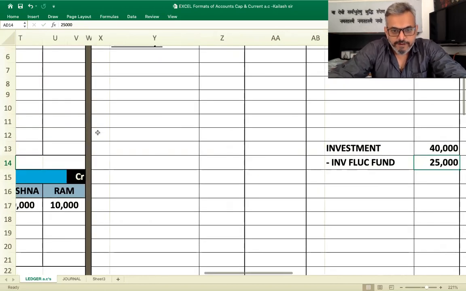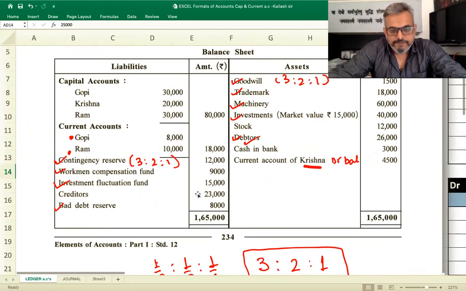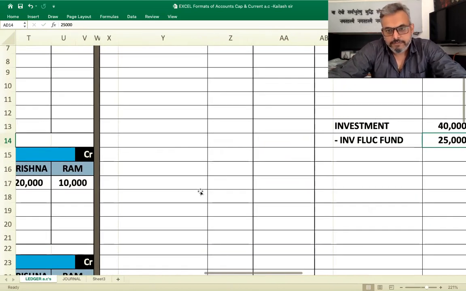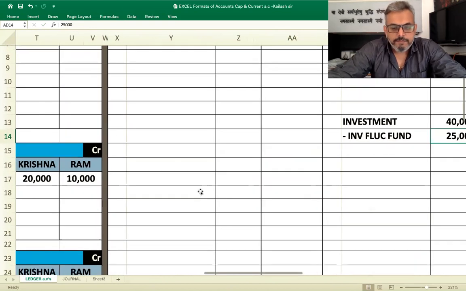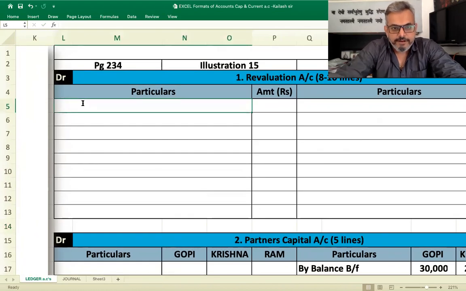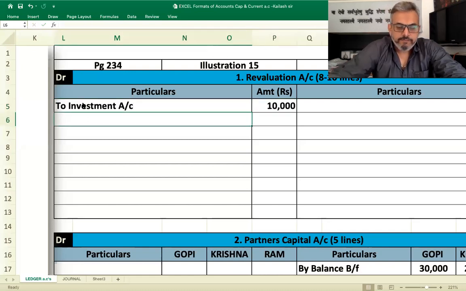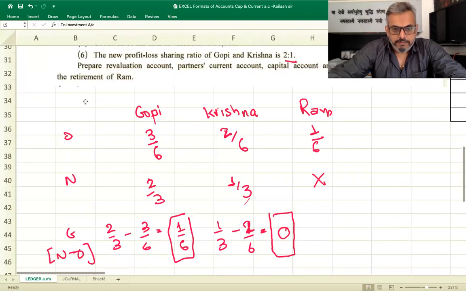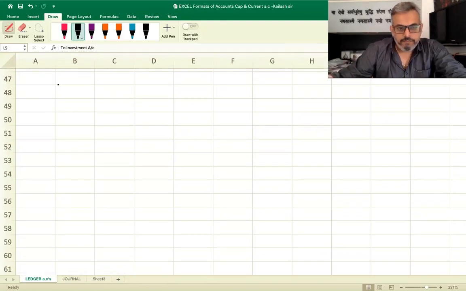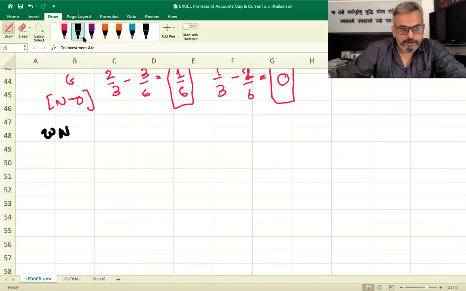Now we go to investment fluctuation fund. Investment fluctuation fund is 15,000, but the reduction is 25,000. So 10,000 will go to the revaluation account. So on the revaluation account debit side, to investment account, the amount is 10,000. I can do a working for this. Working note number 2.